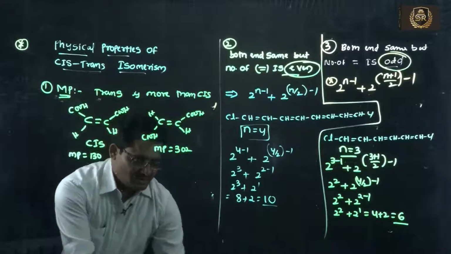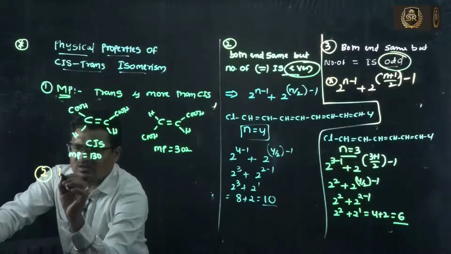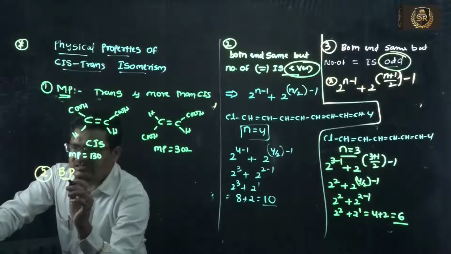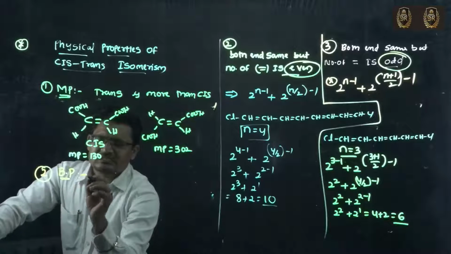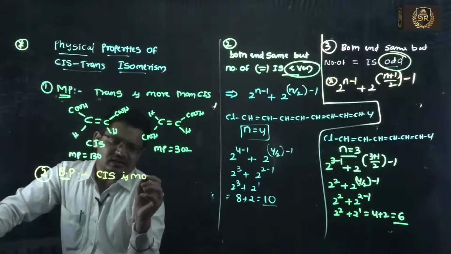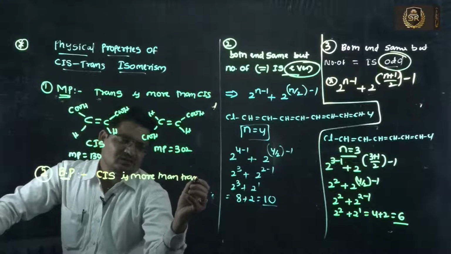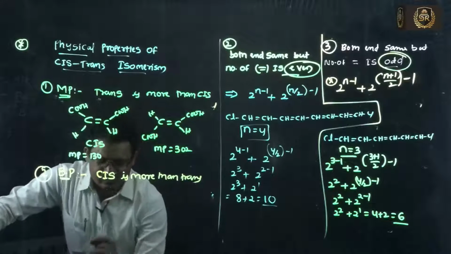For example, boiling point. Second one is boiling point. Boiling point is followed by cis. Cis is more than trans. Boiling point, cis is more than trans.